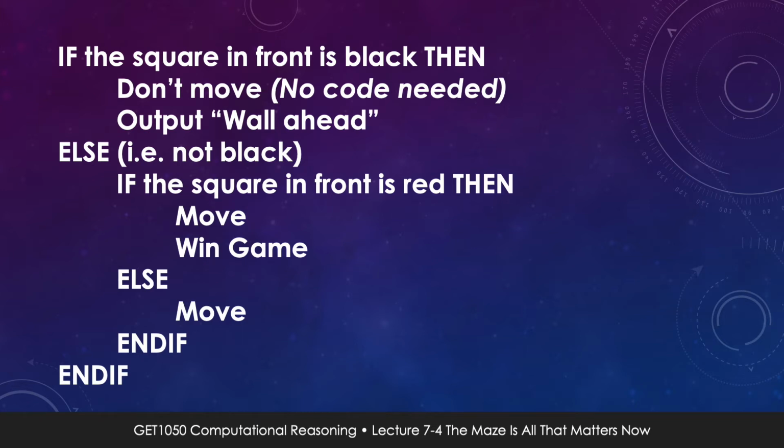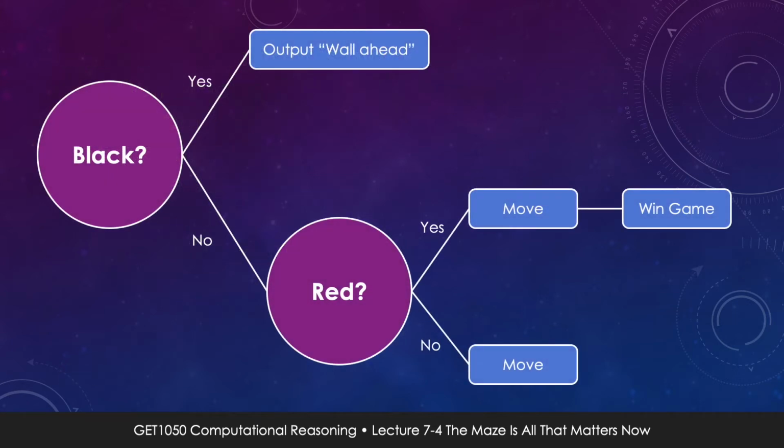So two end ifs. Now, as a tree diagram, we can draw it like this, yeah? So one branch, like that, like that, like that. Now, if you notice, we're just checking what is the color of the square. If it's black, don't move. If it's red, you win the game. If it's neither black nor red, then we move as per normal.